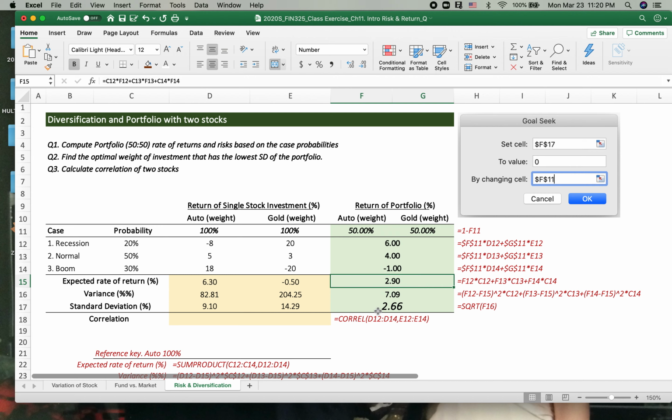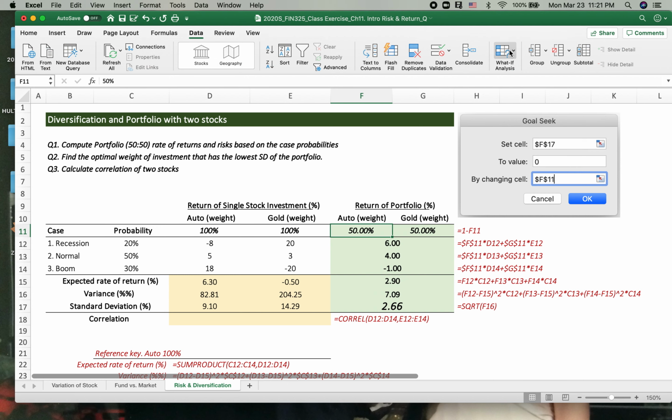Okay, so 2.66 is the standard deviation of the portfolio, but the question is asking for the lowest standard deviation possible. So we want to find the optimal weight of the auto stock and gold stock that makes the lowest standard deviation, ideally like zero standard deviation. So in order to find this optimal weight that produces the lowest standard deviation, we use the goal-seek.